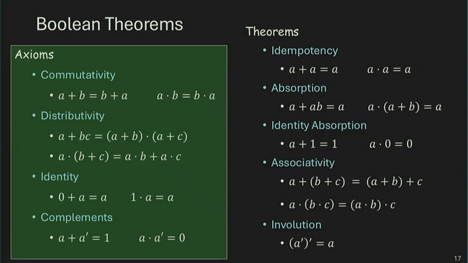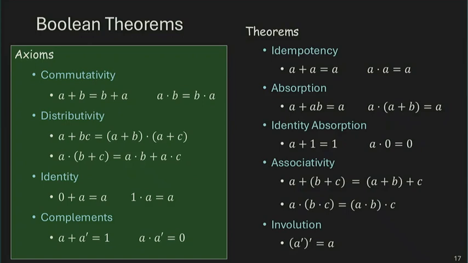We have idempotency. A variable operated with the same variable gives you the same variable. Right? 0 plus 0 equals 0, 1 plus 1 equals 1. Very easy to prove with the two-valued Boolean algebra. Absorption, a plus ab equals a. That's a little bit harder to prove, but we'll see that in 1 second.